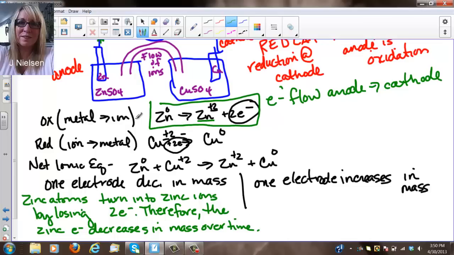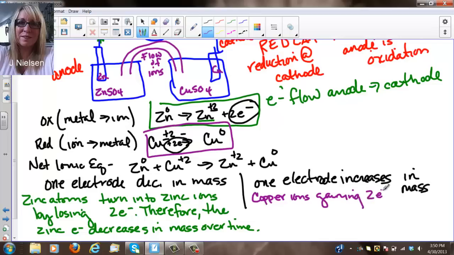Now, let's go to the other equation. So you have copper ions gaining 2 electrons and forming copper atoms. And your copper atoms, that's your solid, it's your electrode.